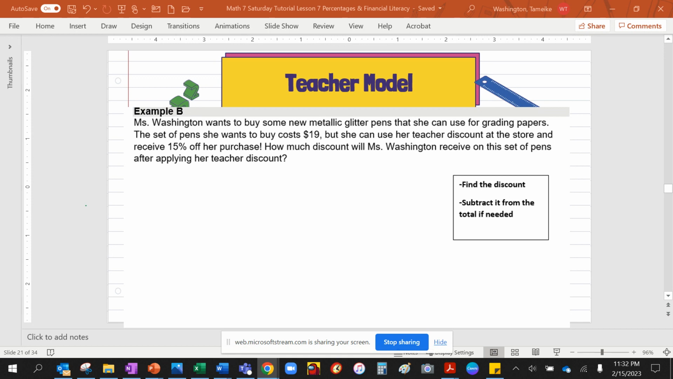So for a discount, you're going to find the discount and then subtract. In this case, our discount is a percentage and not a dollar amount. So we're going to find what 15% of 19 is. I'm going to use the percent equation for this by turning 15% into a decimal, which is going to be 0.15. Now I'm going to multiply decimals.